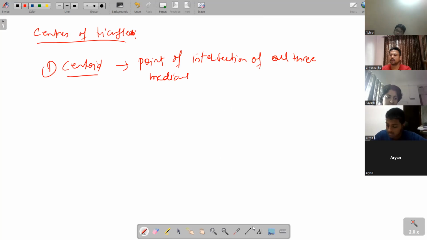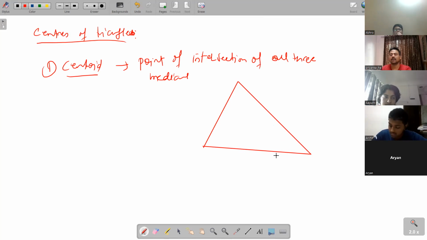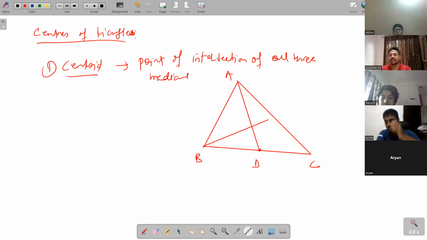Yes sir. Okay. So a median is the line which joins the middle point of a side and its opposite vertex. Suppose triangle A, B, C. Suppose this is the point D, the middle point of BC. The line joining this middle point and the opposite vertex is one median. This is the second median, and this is the third median. All medians are concurrent, meaning they intersect each other at one point only, and this point is represented by G.